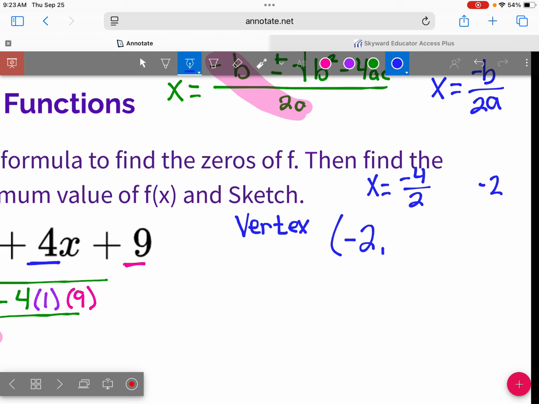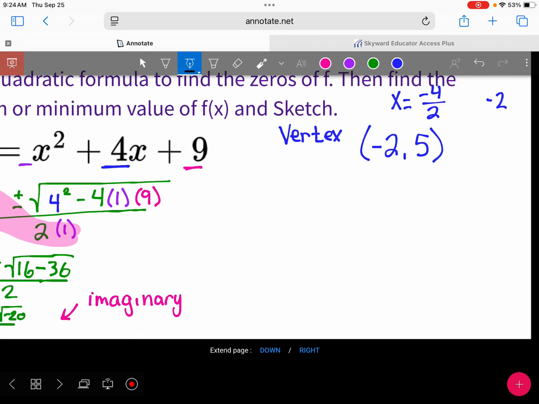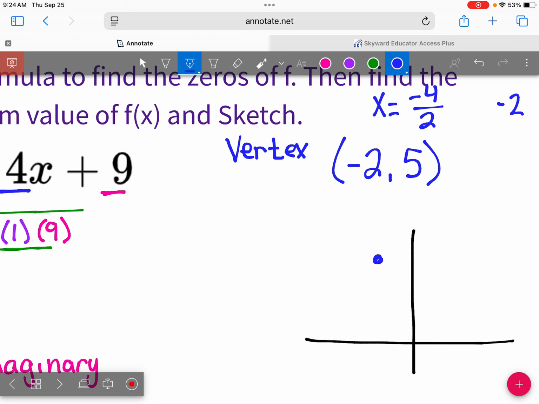What is the y value on our vertex? I heard two different answers. 5. So we take our -2 and throw it through our equation. So I know if we were to try and sketch this out, my vertex would be at -2, 5, so it would be somewhere up over here.